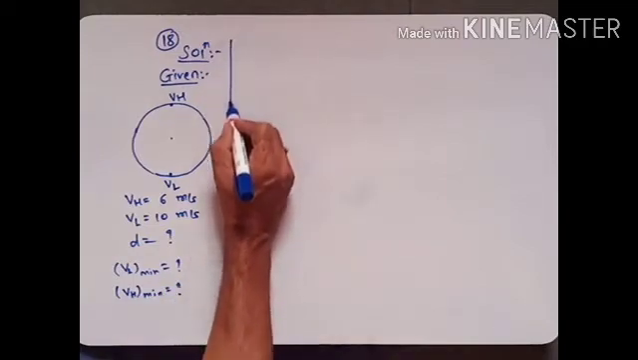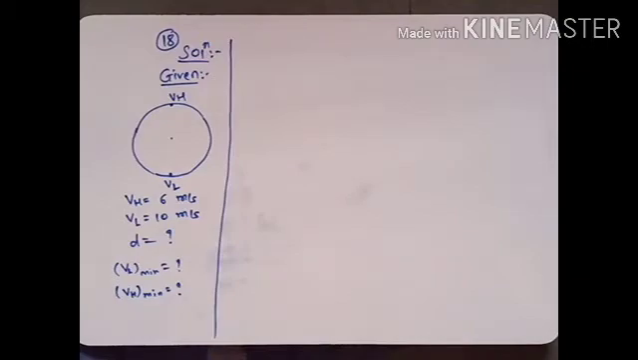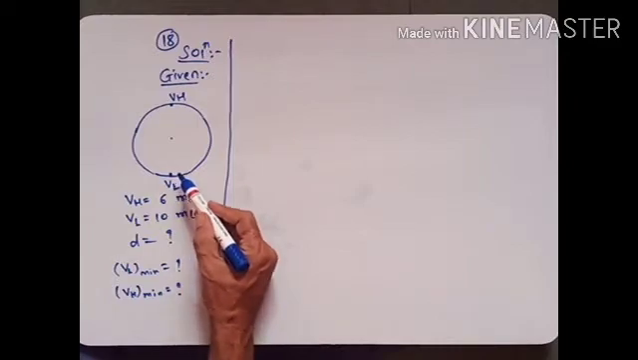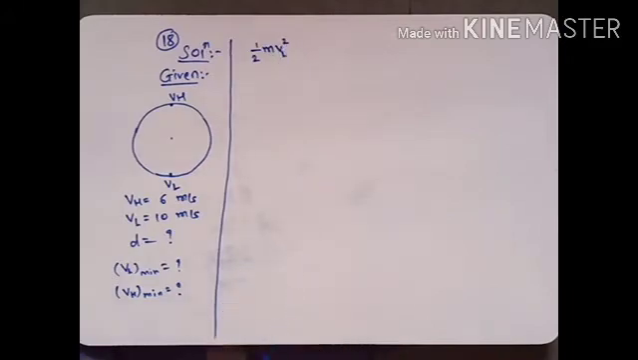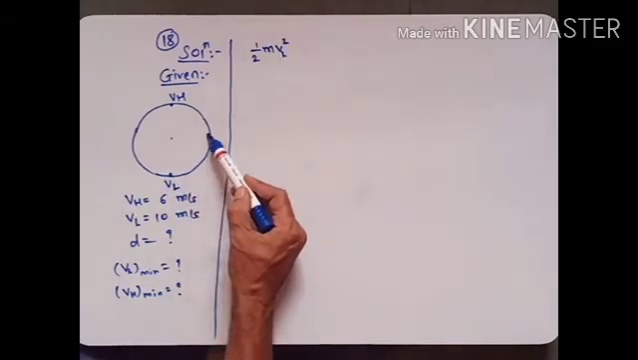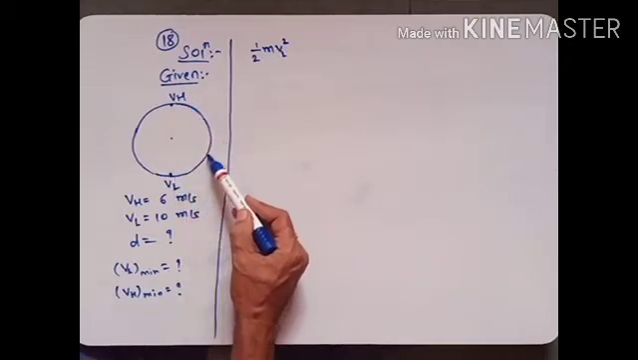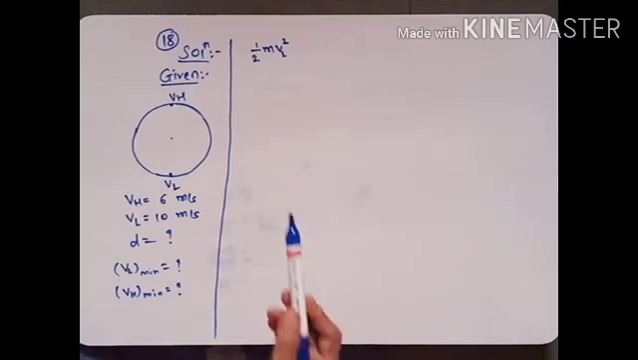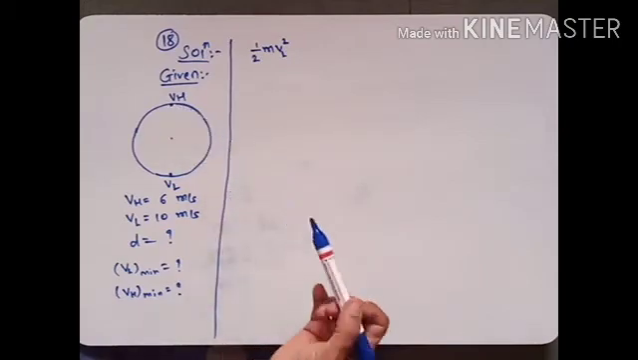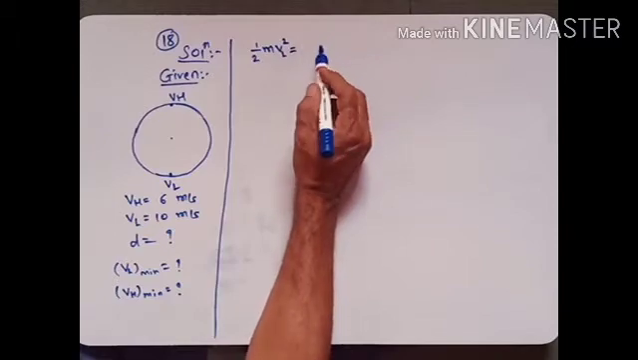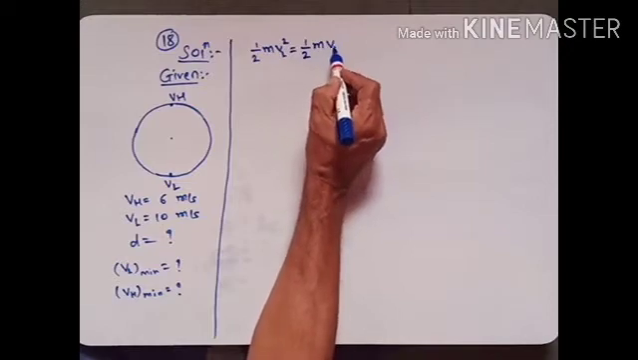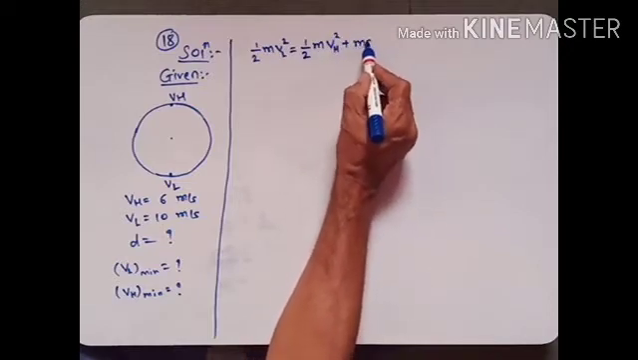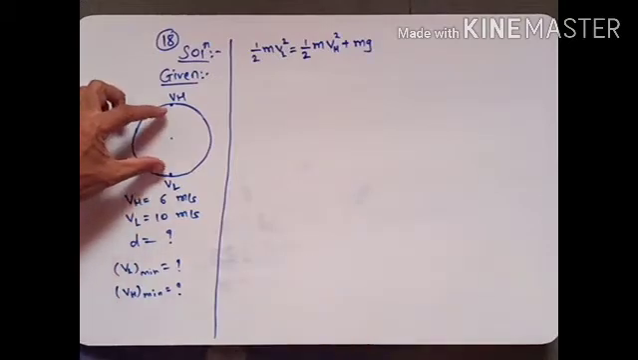See, here we will use the law of conservation of energy. At point L, the lowest point, we have half m VL square. This is the kinetic energy. Now as the particle moves from L to H, kinetic energy goes on decreasing and potential energy goes on increasing. But at point H, again there is conservation of energy. Therefore I will write here the sum of kinetic and potential: half m VH square plus mg, and h means this diameter.